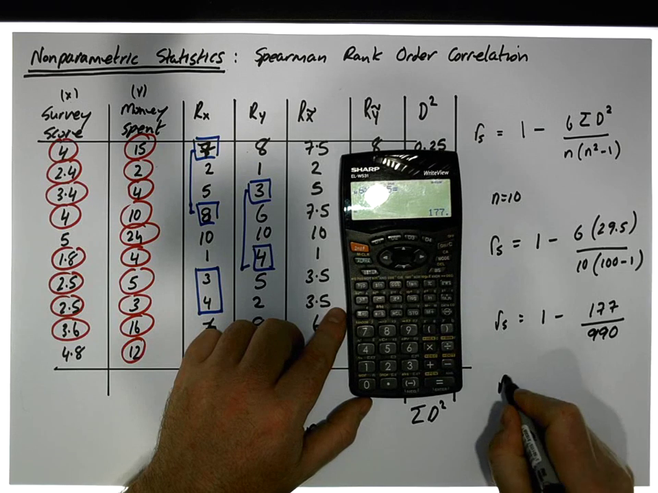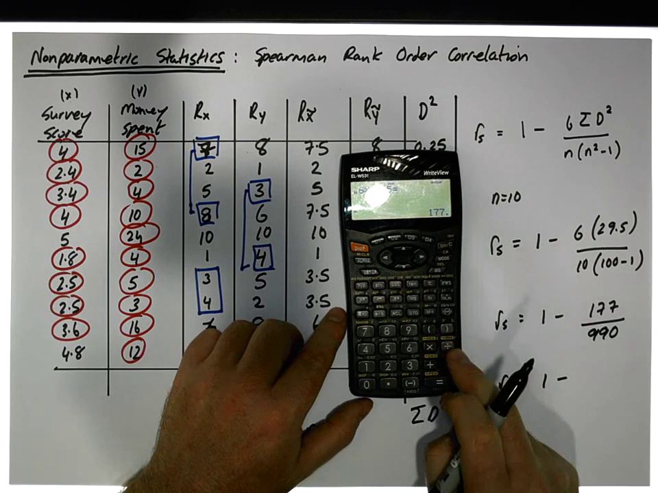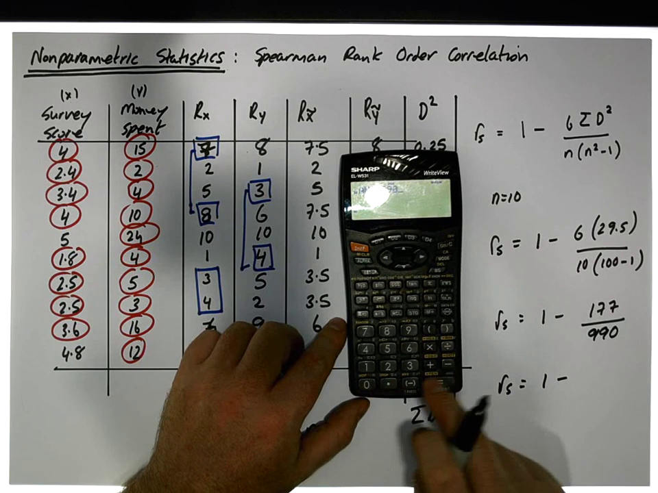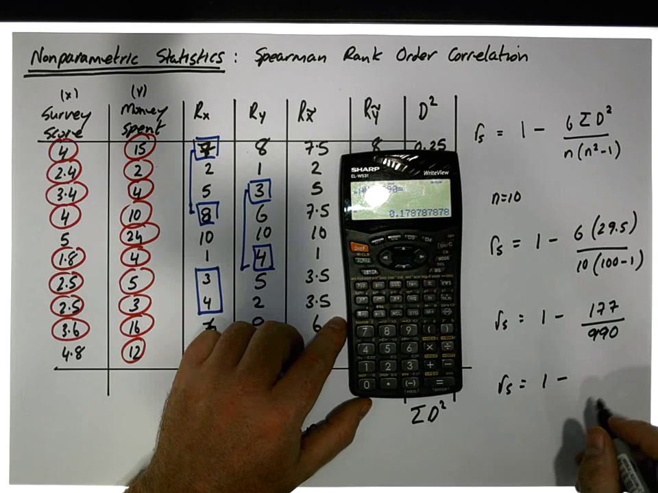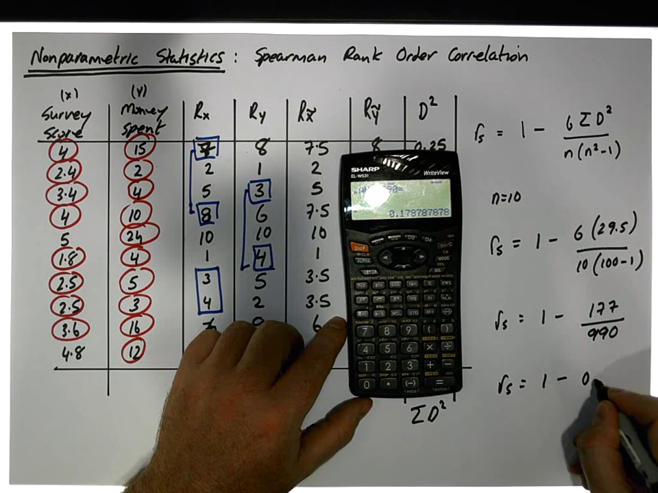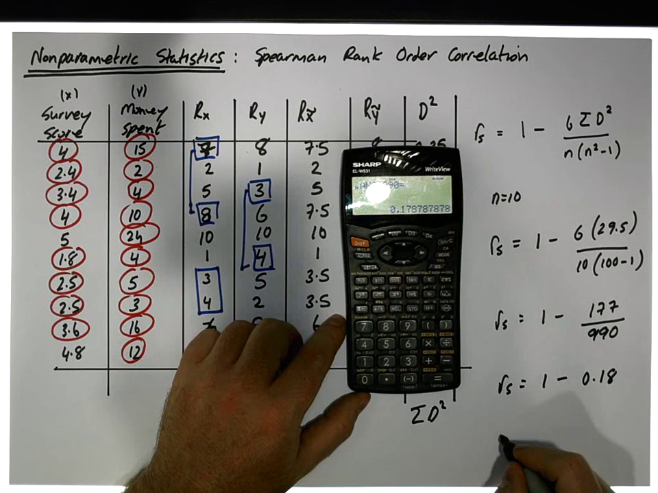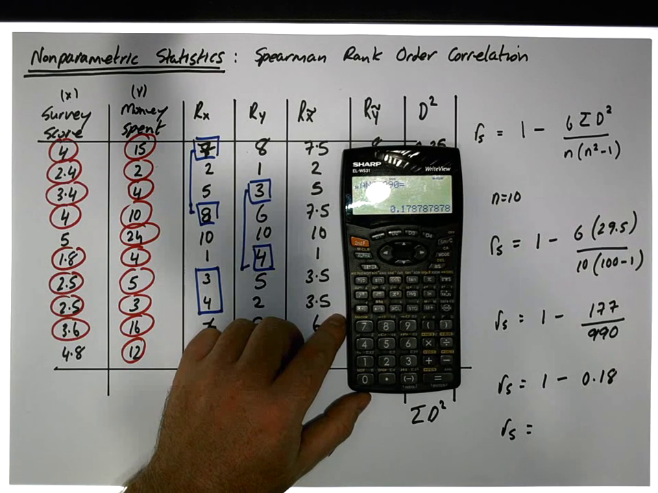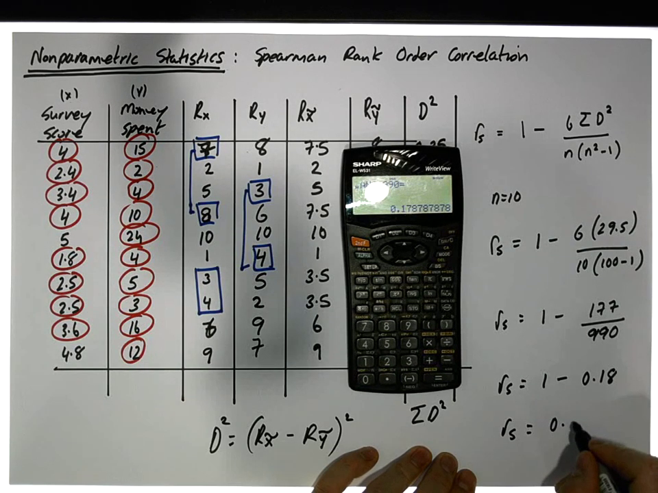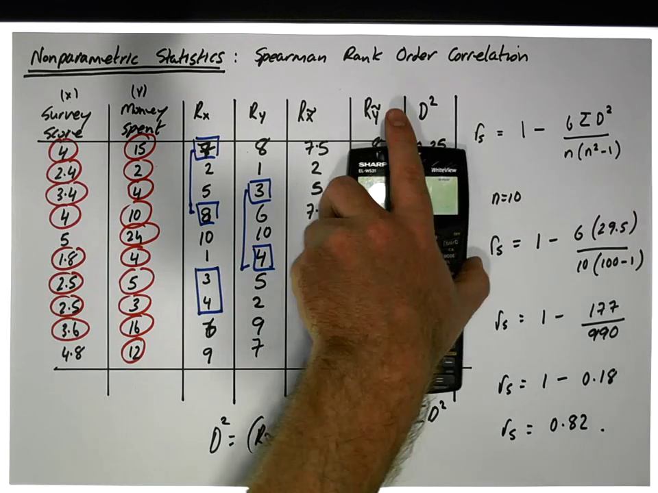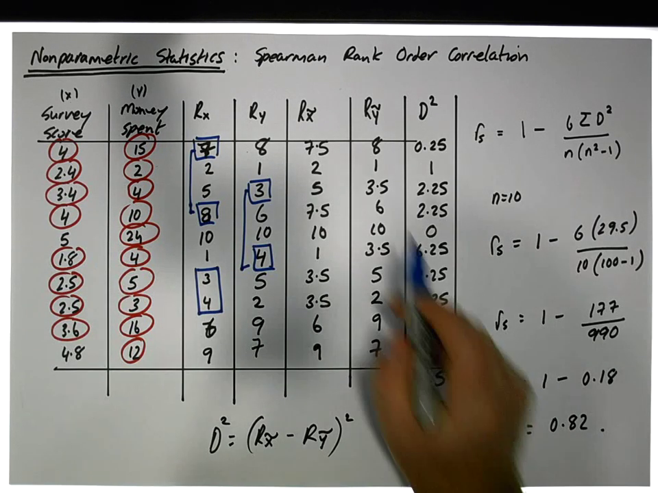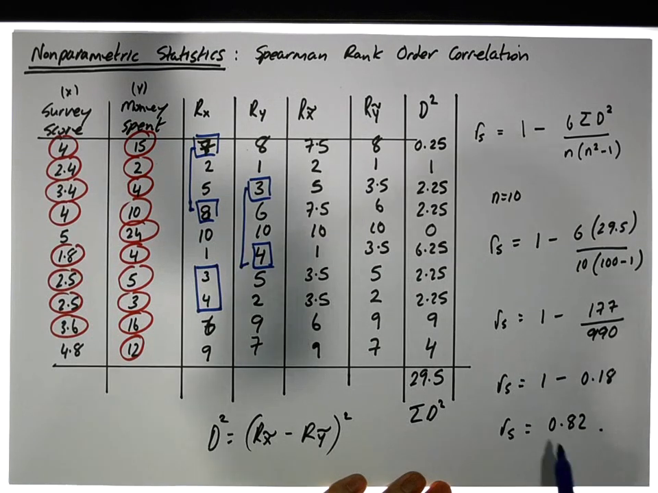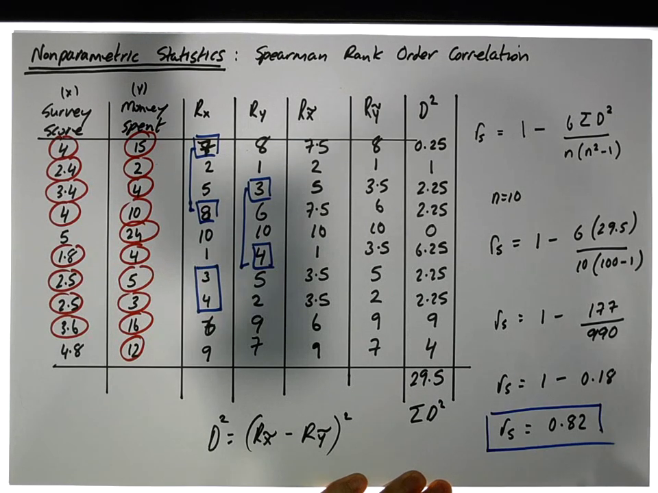So now we have RS is equal to 1 minus 177 divided by 990 gives us a value of about 0.18 to 2 decimals, and then we end up with RS in this case being 0.82. Okay? So the Spearman rank order correlation coefficient in this particular case is 0.82.